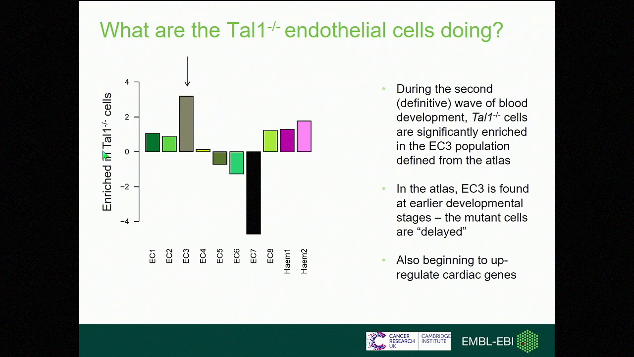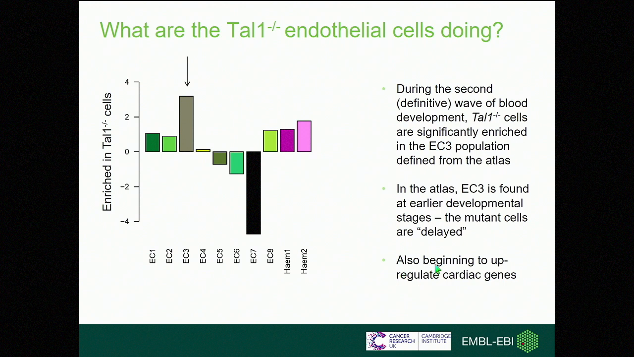So we had this set of subclusters that I mentioned, and we observed that the TAL1 mutant cells were enriched in this endothelial cell EC3 cluster here. So there's more of these mutant cells present in this cluster than wild-type cells, given what we might expect. And importantly, this EC3 cluster, when we compare it to our wild-type atlas, is present at a slightly earlier stage of development. So it's consistent with the fact that these mutant cells are a little bit slowed down in development. So kind of what we observed before.